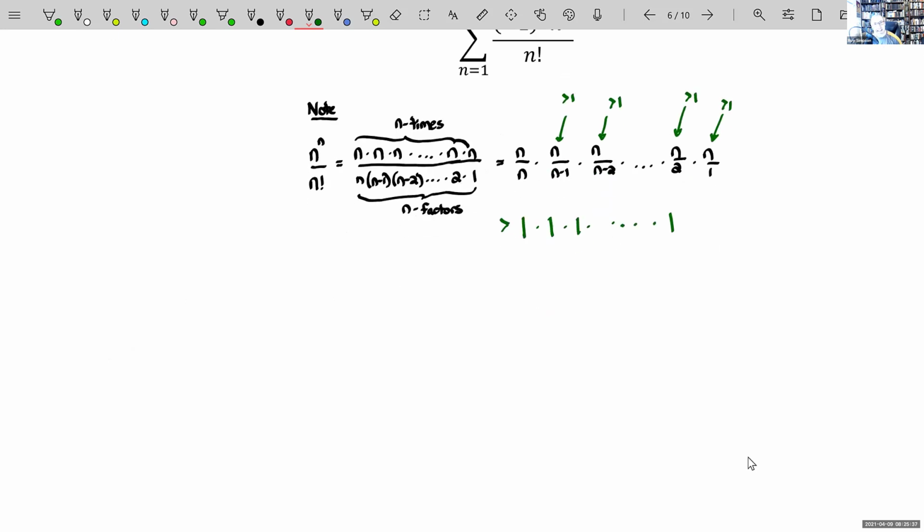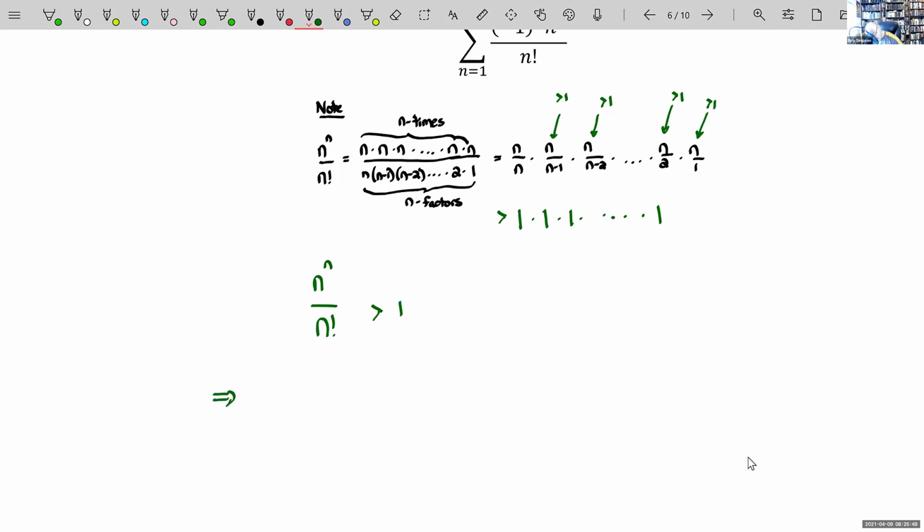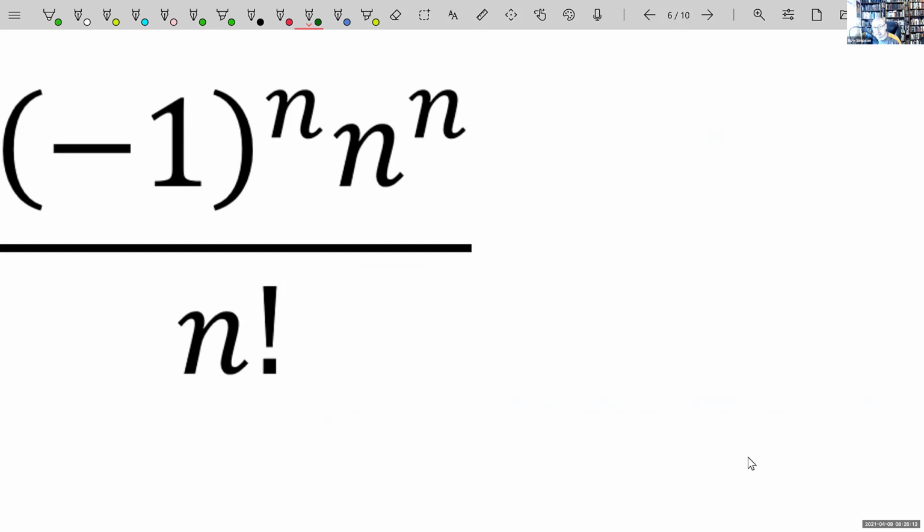So this tells me that this series is going to diverge, because this means that n to the nth over n factorial is greater than 1, which implies that the limit as n goes to infinity of n to the nth over n factorial is greater than the limit as n goes to infinity of 1, which is 1, which is not 0. That is, the sequence that our series is based upon is not going to tend to 0. And again, we have divergence by the divergence test.